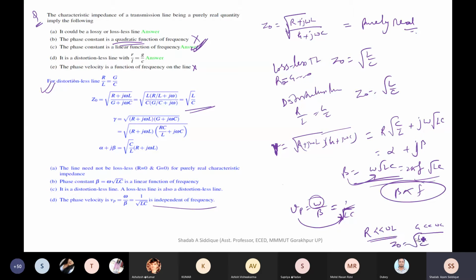So it could be purely real for a lossless transmission line, a lossy line, or a distortionless line. So you see how many questions, four or five questions, arise from this one particular question.